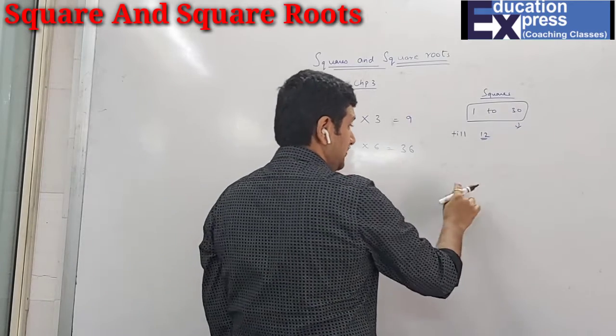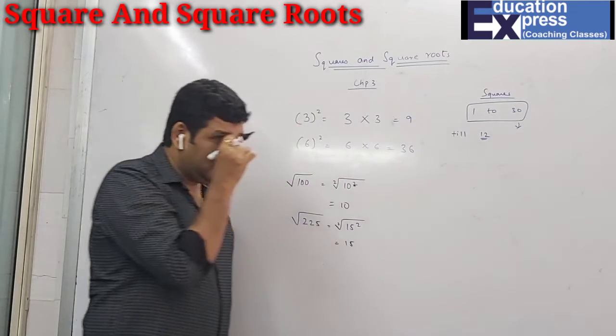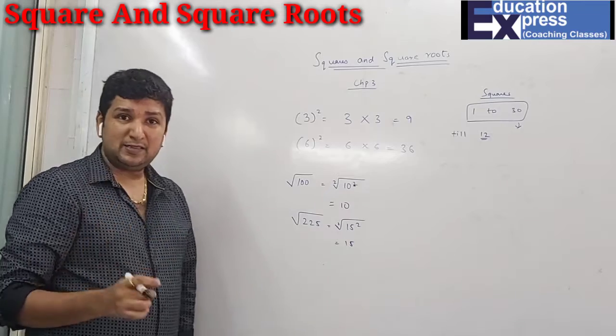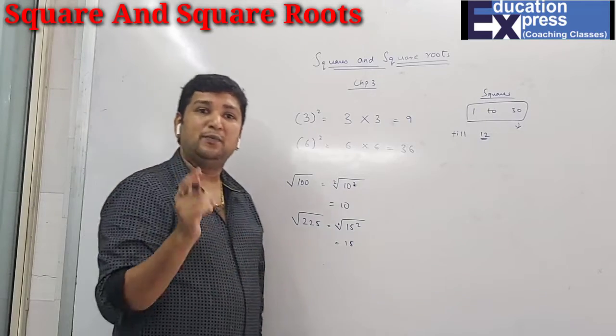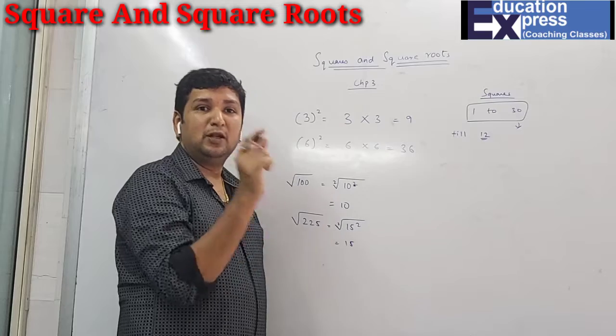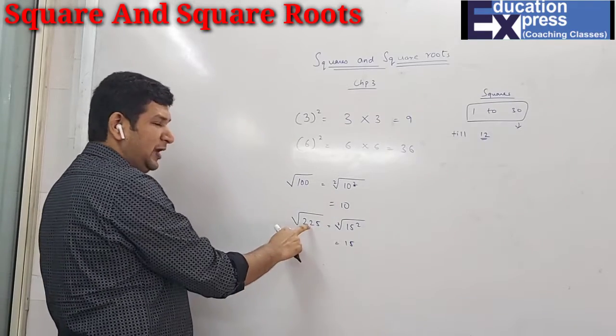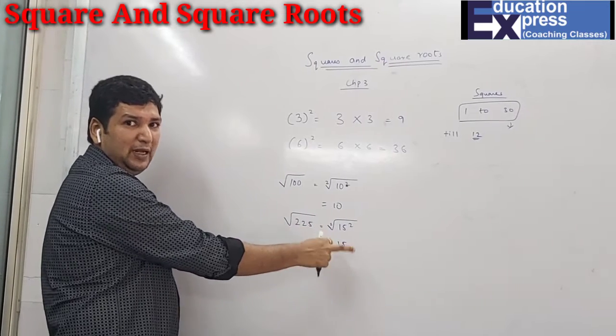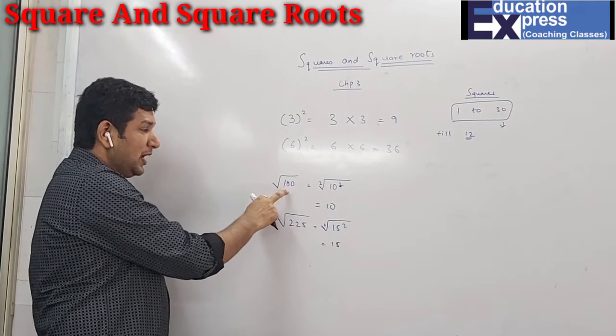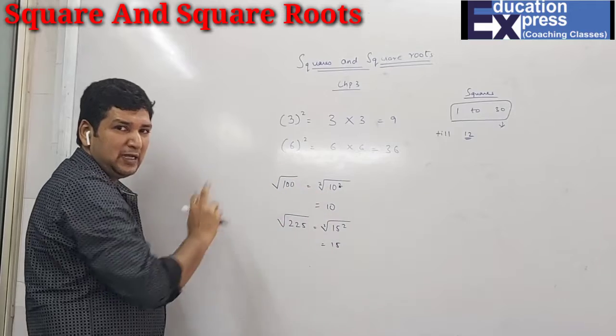Now over here, I will show you few tricks so that looking at the number only you come to know that this particular number is not a perfect square. Like for example, I can say 225 is a perfect square of 15. That is 15 square is 225. 100 is a perfect square of 10, 10 square is 100.